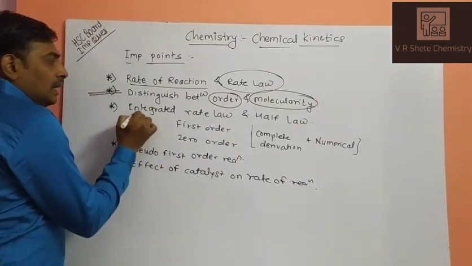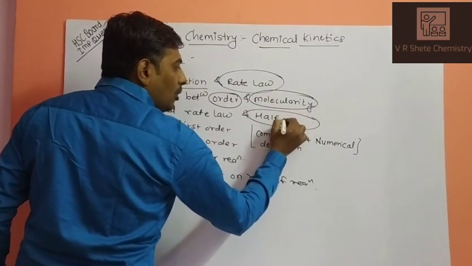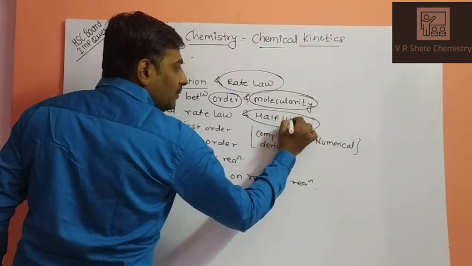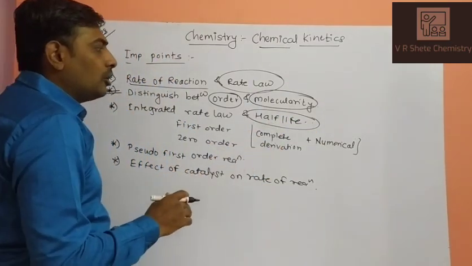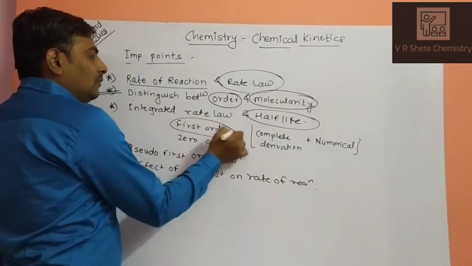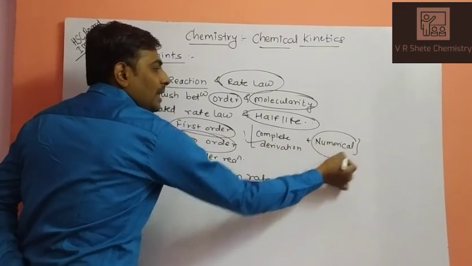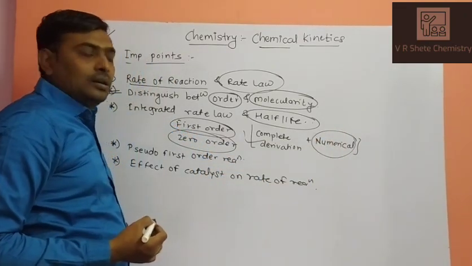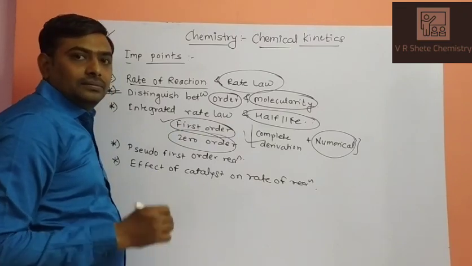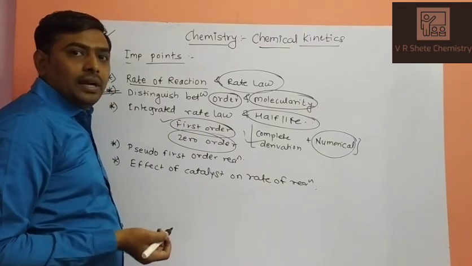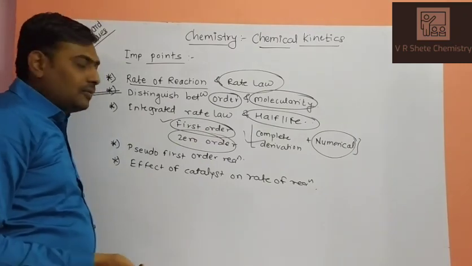The third one, integrated rate law and the half life equation, or half life of the reaction, for first order and zero order reactions. Complete derivation or numericals will be there. Calculate the first order reaction or calculate the rate law for a first order reaction. So sometimes questions will be asked in this way.